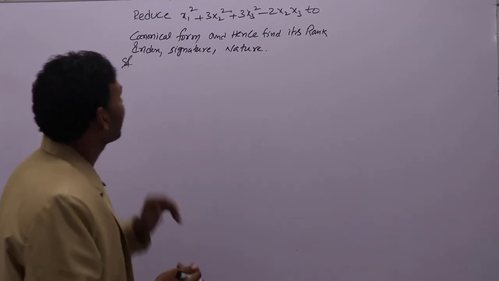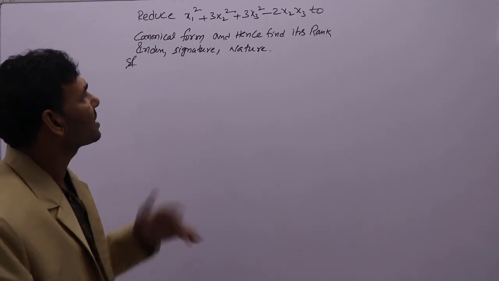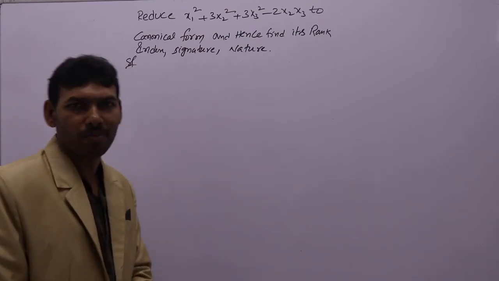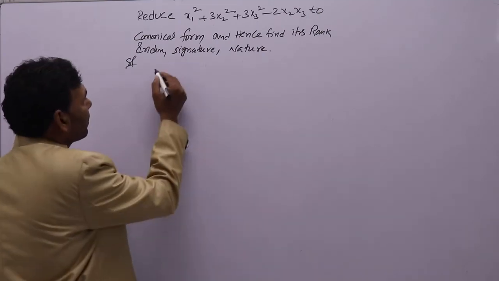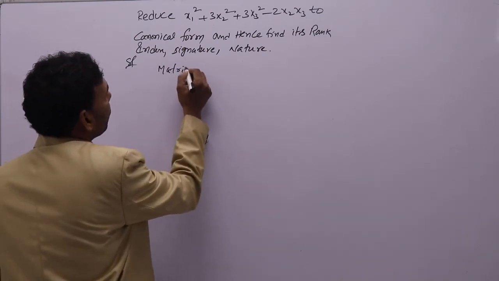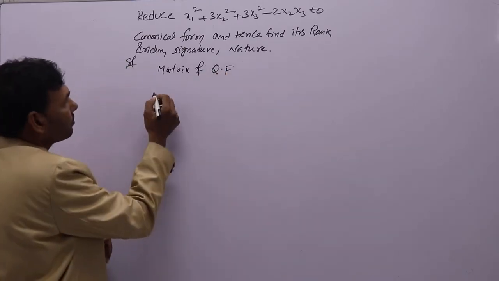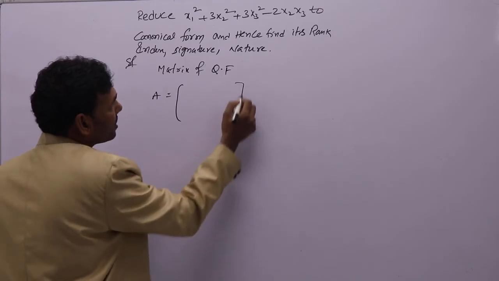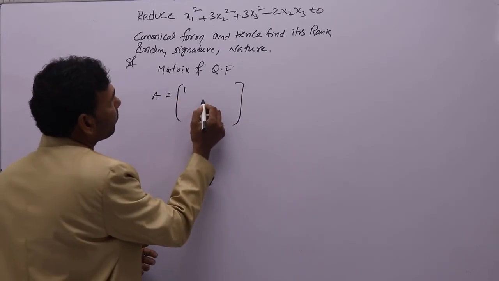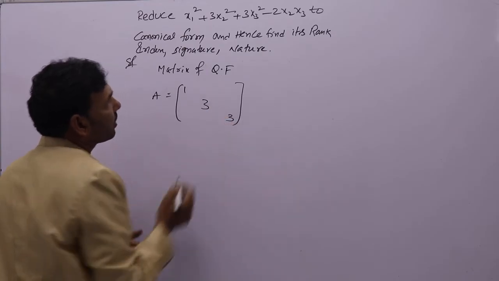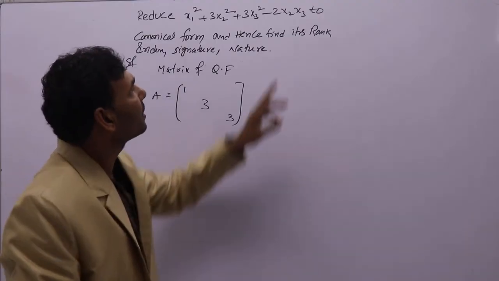Next, we are going to reduce another quadratic form to canonical form. As we discussed in the previous problem, same procedure, similar manner. I am going to reduce this one to canonical form. For that, first write the matrix of quadratic form. A equal to, first keep square element coefficients in the principal diagonal: 1, 3, 3. Next, you have only one non-square element, that is x2 x3.